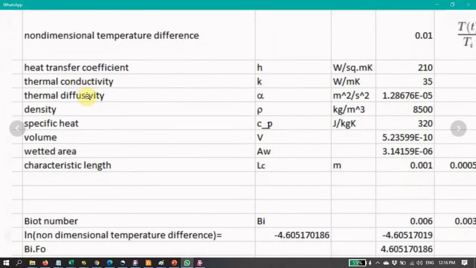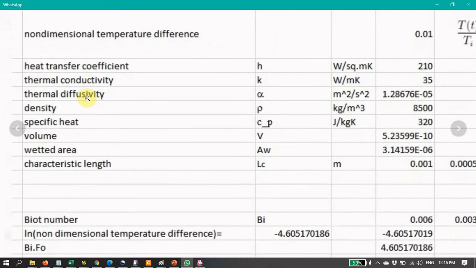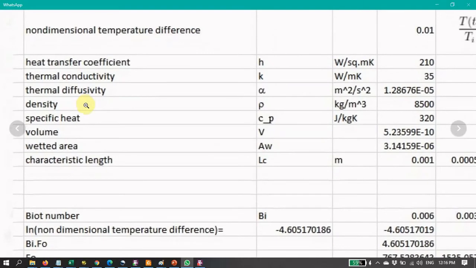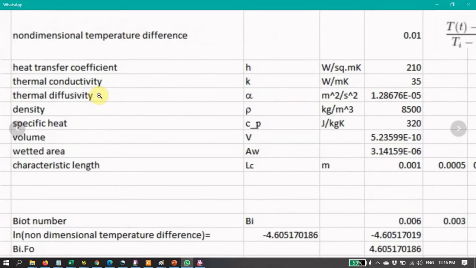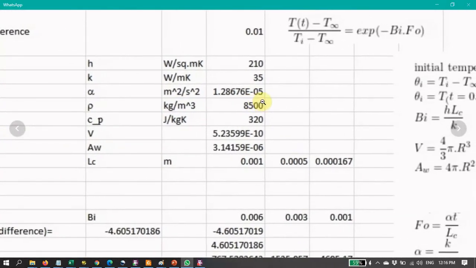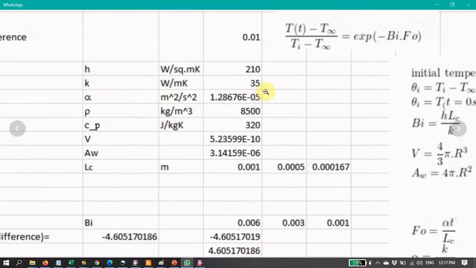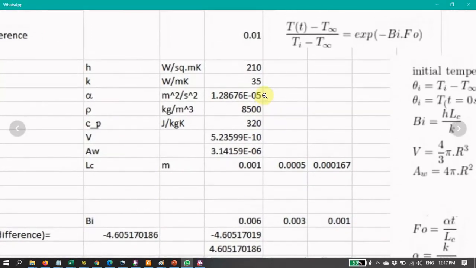Right. So we have, I added here the thermal diffusivities. I also added the density and specific heat. All are given, except the thermal diffusivity is calculated. So you can find the definition: thermal diffusivity is K, the thermal conductivity, divided by density times the specific heat. So you get about 1.2 times 10 to the power minus 5 meter squared per second.